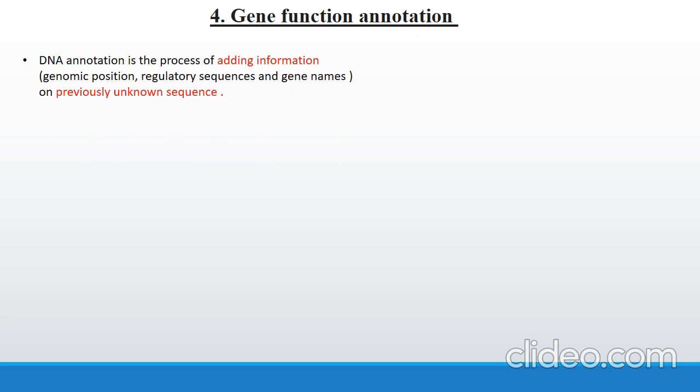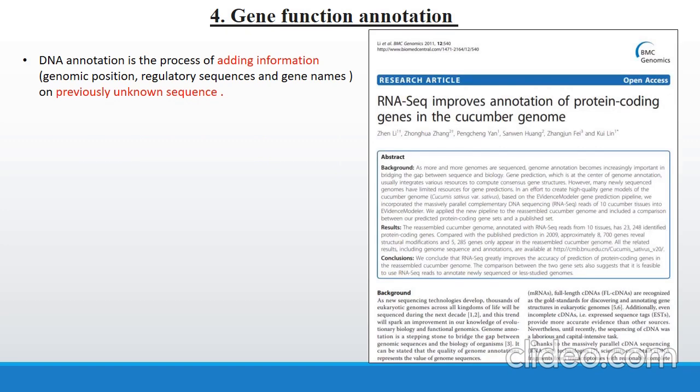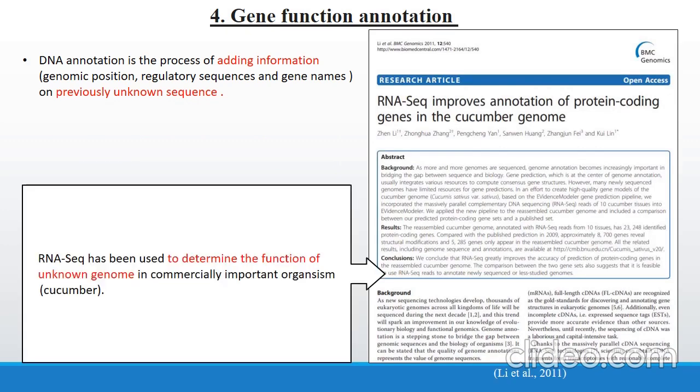Moving on, transcriptomic techniques have also been useful for gene function annotation. So DNA annotation is the process of adding information such as genomic position, regulatory sequences, and gene names to previously unknown sequences. And from the research paper, RNA sequencing has been used to determine the function of unknown genes in a commercially important organism, which is the cucumber.